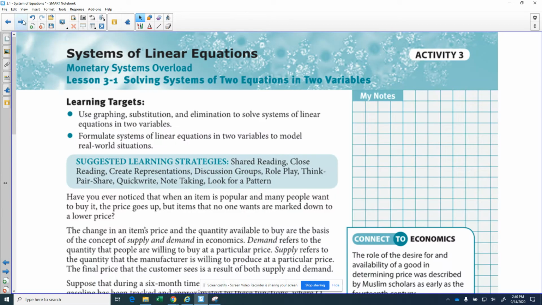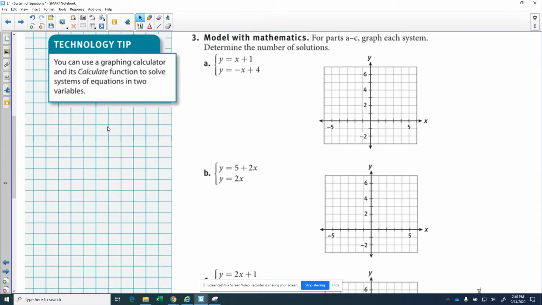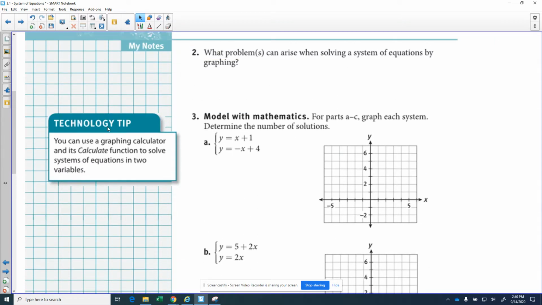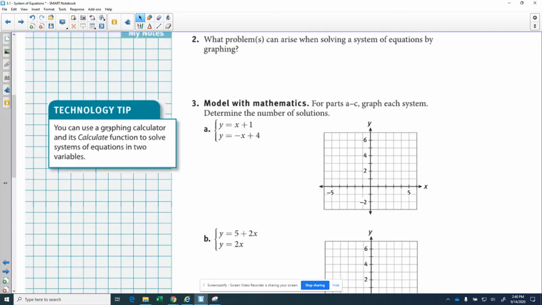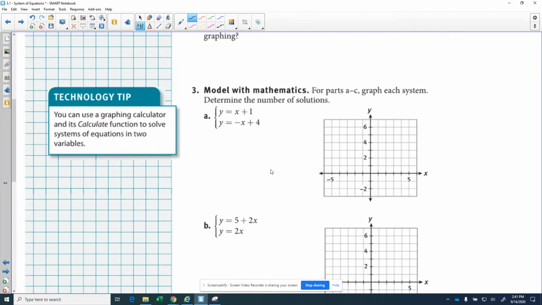So what we're going to do is jump right to the second page here with number 3. We're going to talk about a few things, and then we'll get moving on how to solve these out. So number 2 starts with what problems can arise when solving system equations by graphing. We're going to hold off on this problem. We're going to come back to this one towards the end, where we discuss why there are issues with solving with this type of method.